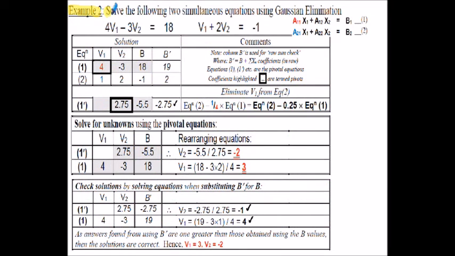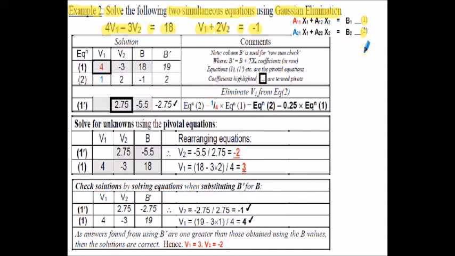Example 2. We're asked to solve the following 2 simultaneous equations using Gaussian elimination. The first equation is given as 4v1 minus 3v2, and that's equal to 18. And the second equation is v1 plus 2v2, and that's equal to -1. On the right hand side here, I've just shown the generic notation for equations 1 and 2 with the a coefficients on the left hand side and the b constants on the right hand side.